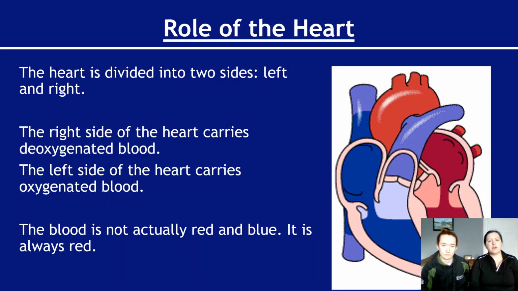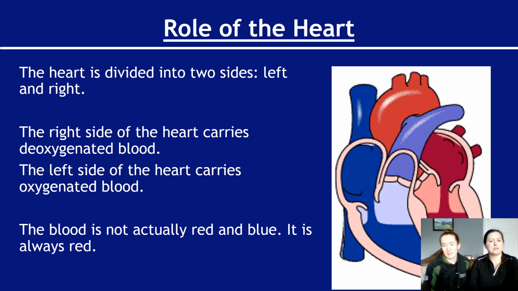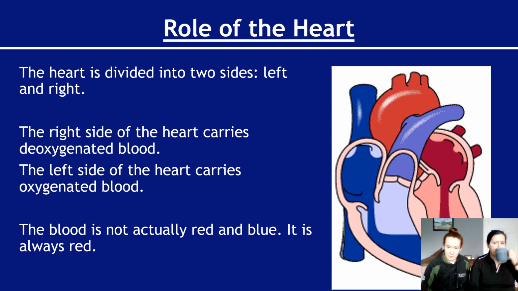So next, let's look at the heart. Okay, so the heart, as we've already said, is split into two sides. It's got the left and the right, which are the opposite of what you think. So in this GIF here, the blue side is the right side, the red side is the left side. Remember that, it's important. So the right-hand side of the heart carries deoxygenated blood, because it is coming in from the body through the vena cava, and then it's going to go out through the pulmonary artery. So it's going to go to the lungs.